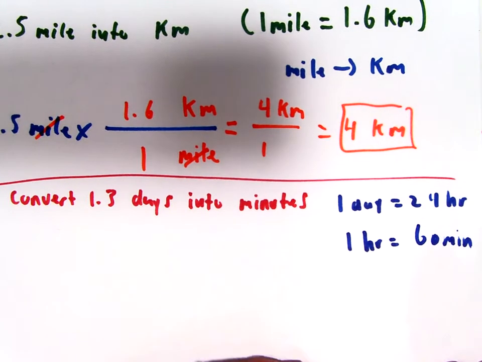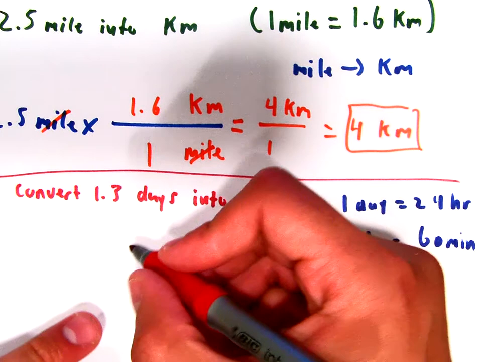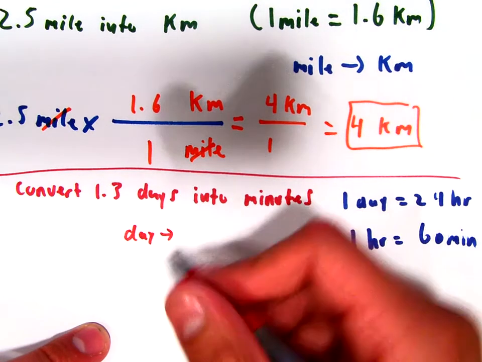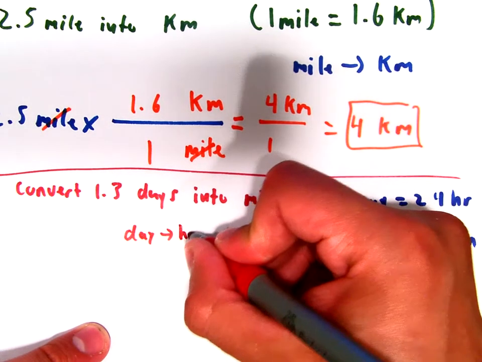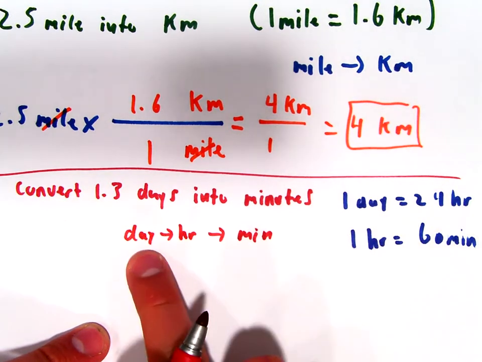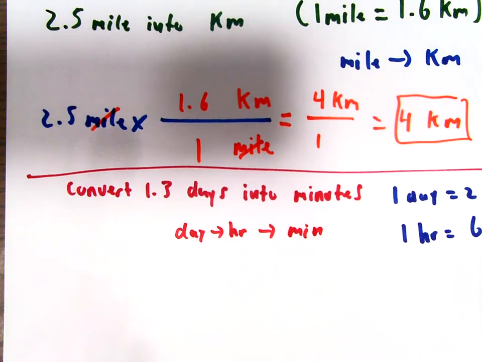Okay? So what we're doing in this problem, we're starting with days, and we're going from days to hours, and then from hours finally to minutes. It's a two-step problem. We go one step and then another step. But it's the same process as before. So let me show you guys how to do this. We're going to do it in 2 steps.